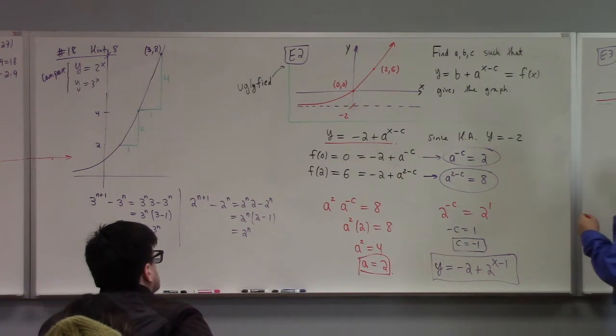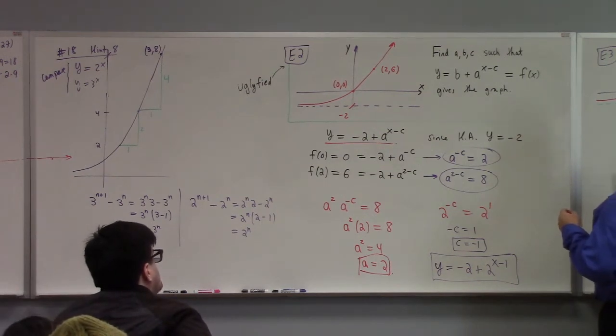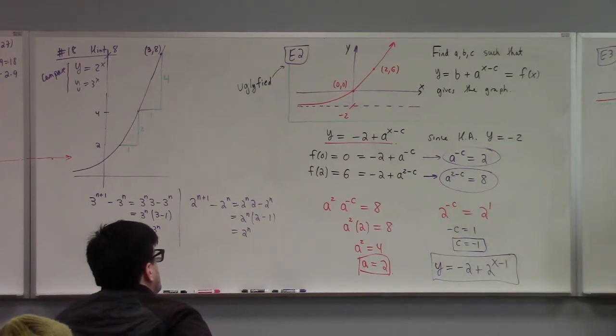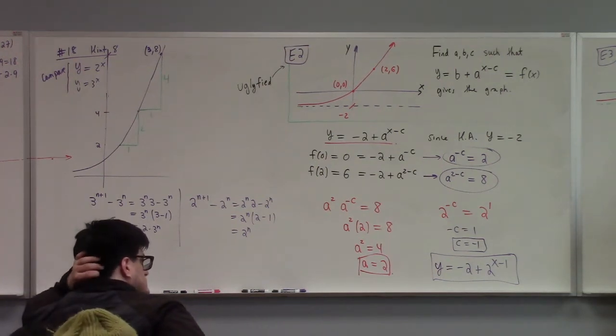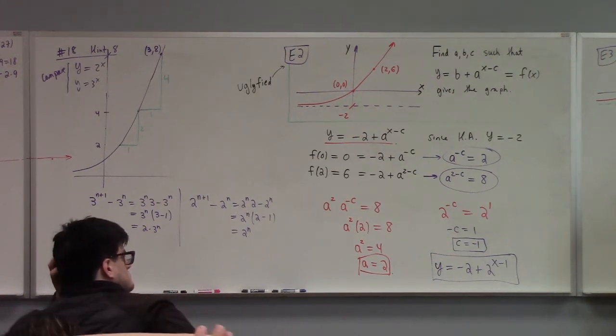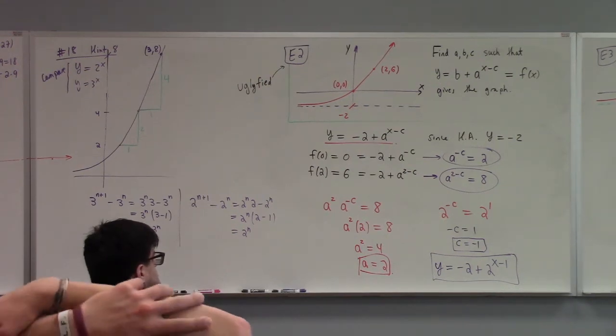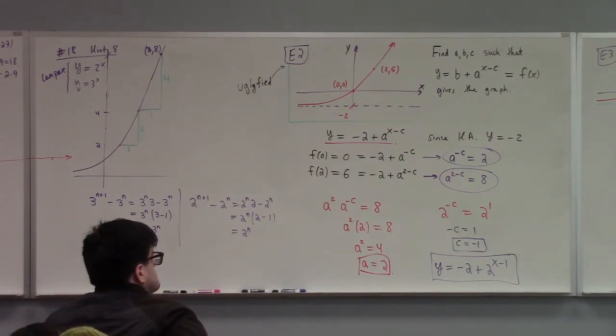Well, I think that, I mean, so we still get a to the minus c equals 2. We get a to the 2 minus c equals 7. Which then gives me a squared times a to the minus c equals 7, which would give me a squared times 2 equals 7. And then all of a sudden I've got a squared equals 7 halves. Right? And then how do you solve a squared equals 7 halves?